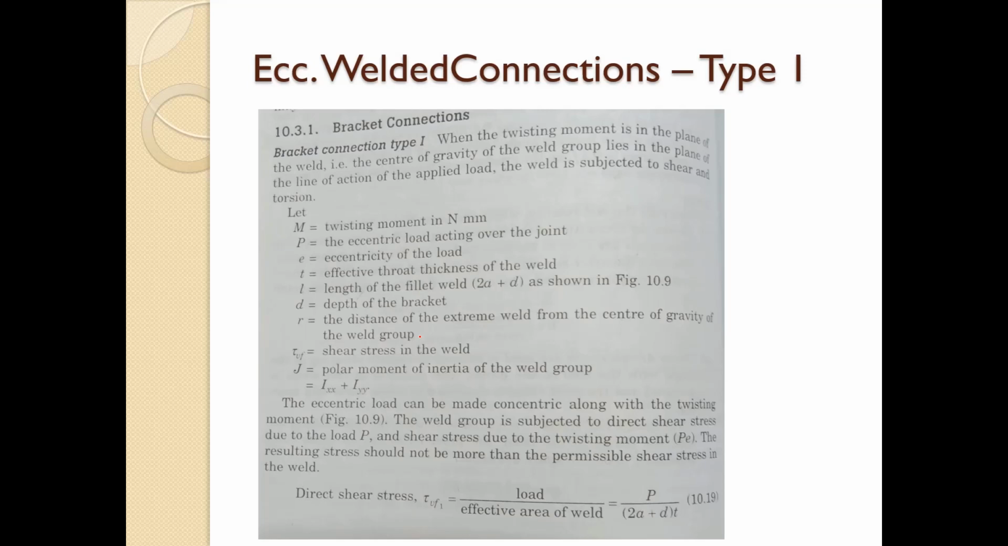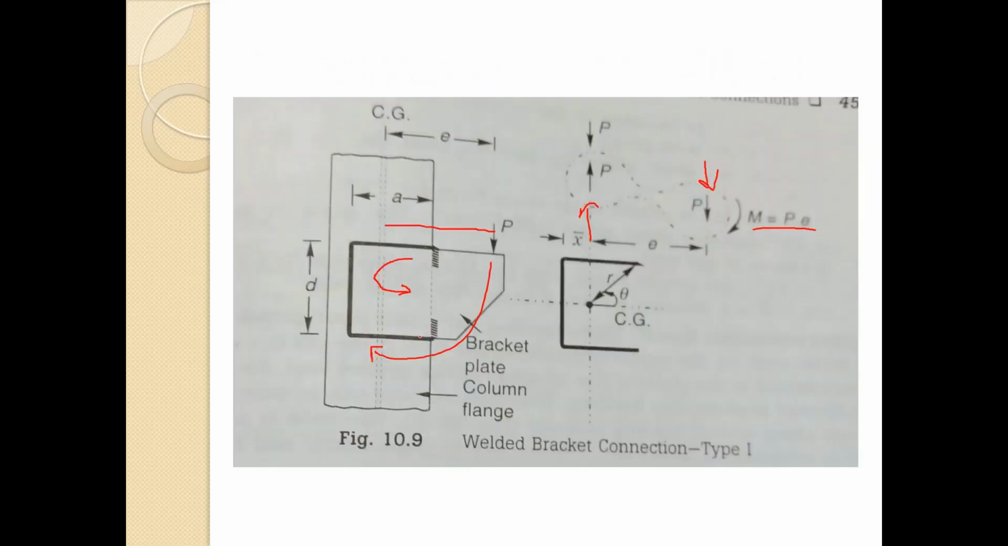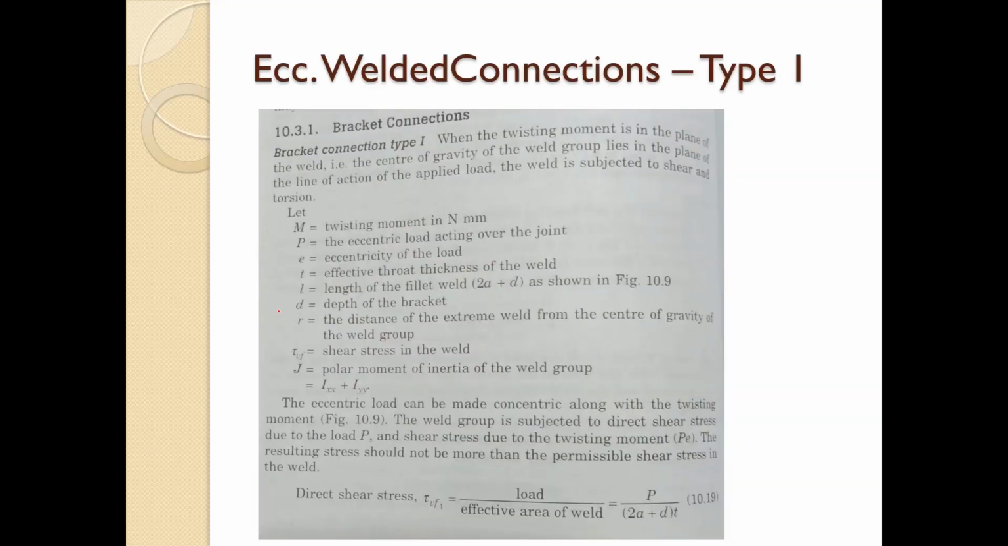So let M be the twisting moment in Newton mm. Then P is the eccentric load acting over the joint, E is the eccentricity of the load, and D is the effective throat thickness of the weld. L is the length of the fillet weld, that is 2A plus D, as shown in this figure. This is the D and this is the A. So this is 2A plus D.